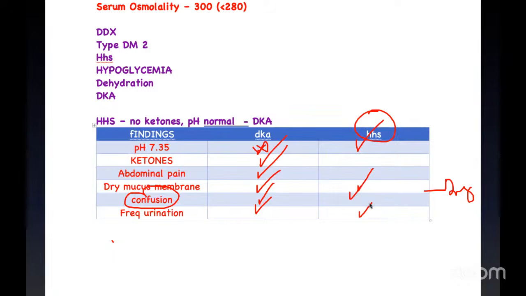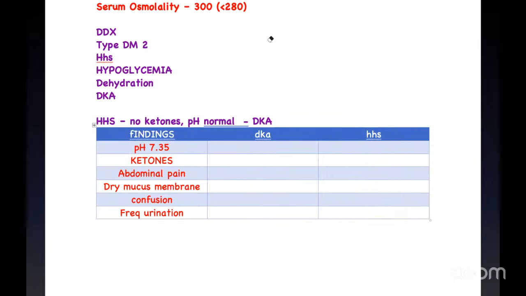So this is what the table is going to look like. Frequent urination, confusion, and dry mucous membranes are in both of them. Abdominal pain is mostly DKA. Ketones is DKA, and pH is mostly 7.35 for DKA. And that is what your table will look like. So just be careful how you play with this kind of question.